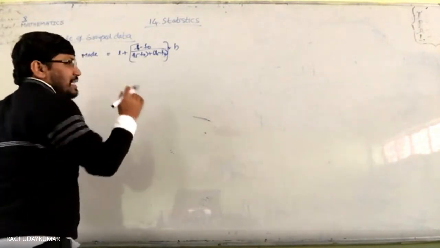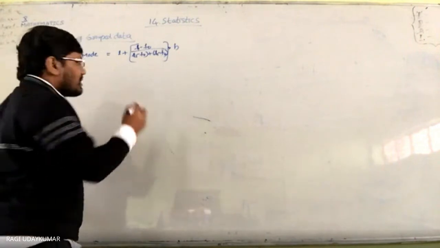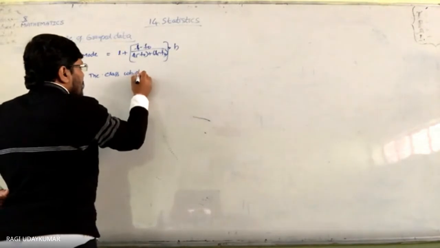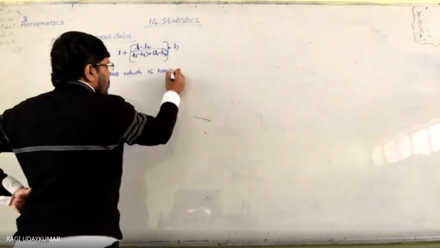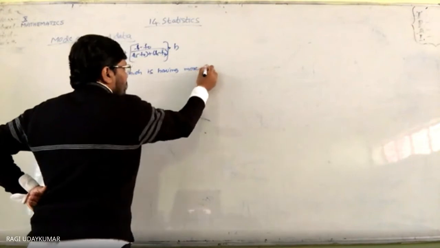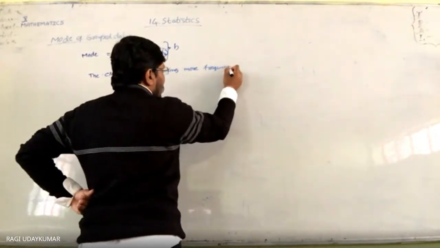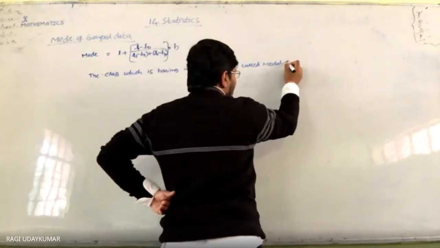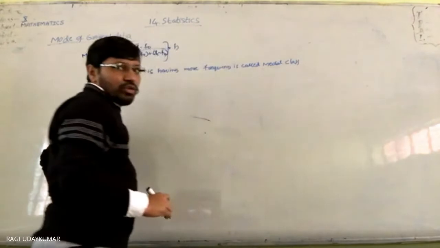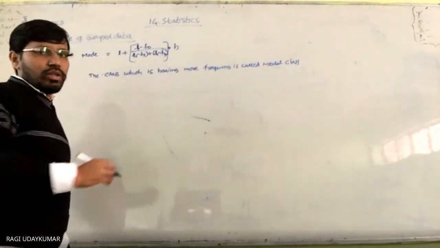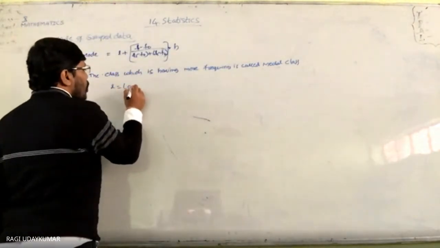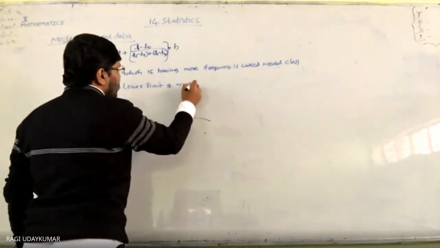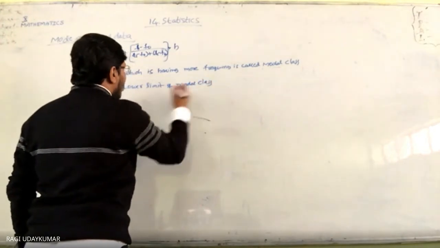F1 is the frequency of the model class. The class which is having more frequency is called the model class. And L is equal to the lower limit of the model class.